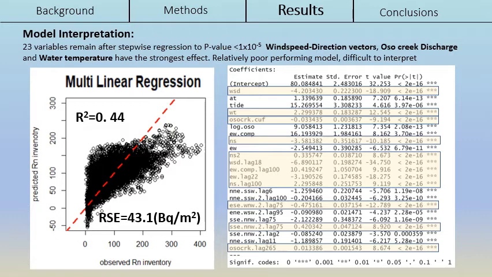Beyond this, though, since the performance of this model was so poor, there's not much we can take from this other than the fact that we know we've eliminated some of the variables, and we will compare these to what we see in the random forest model.